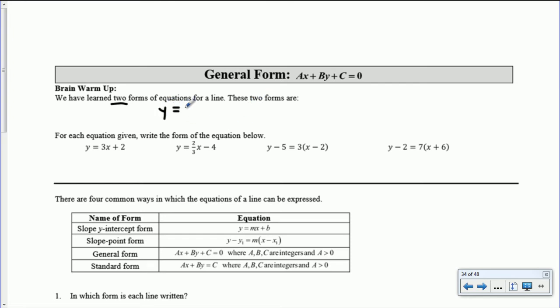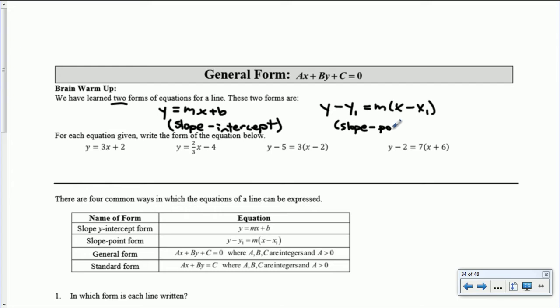So the first one we covered was mx plus b. The name of that is slope-intercept form. The m is the slope, the b gives us which intercept? The y-intercept. And we also did slope point form. So that looks like that. Again, this is on your formula sheet, so no worries there.